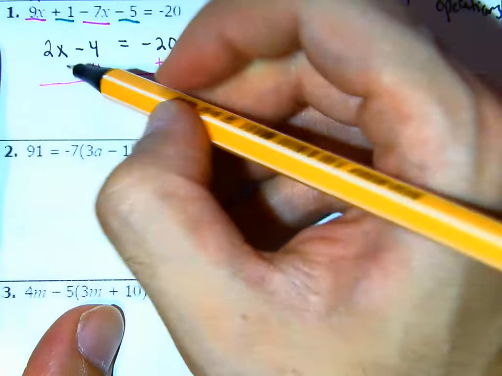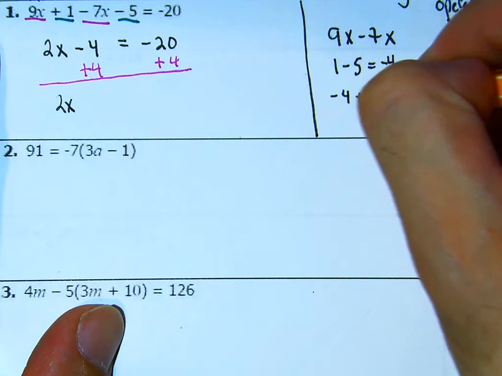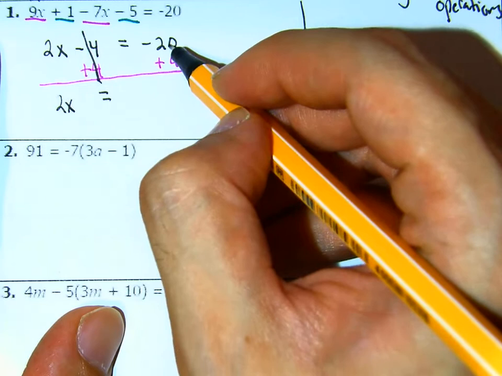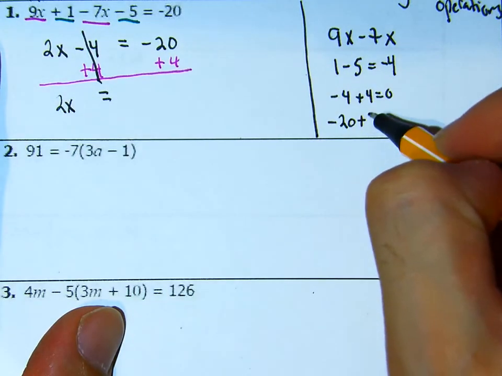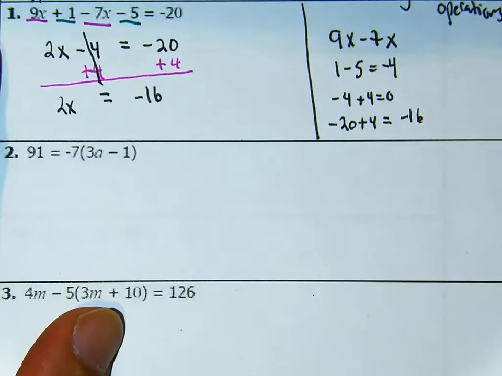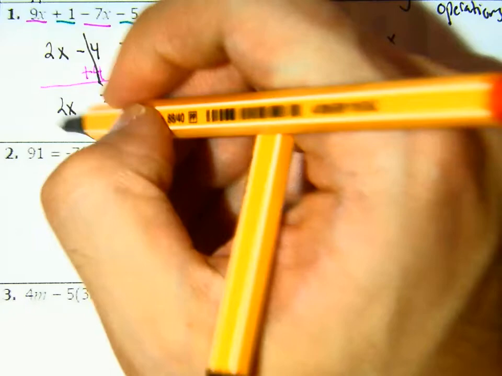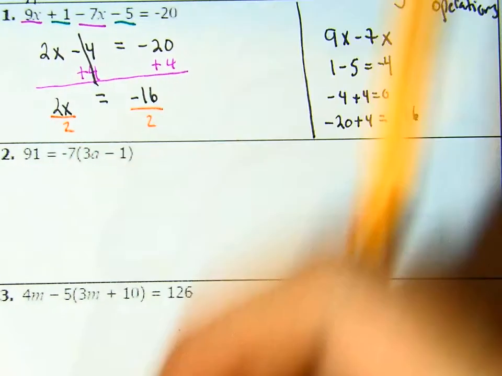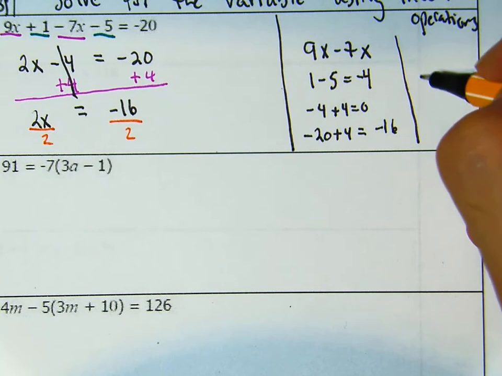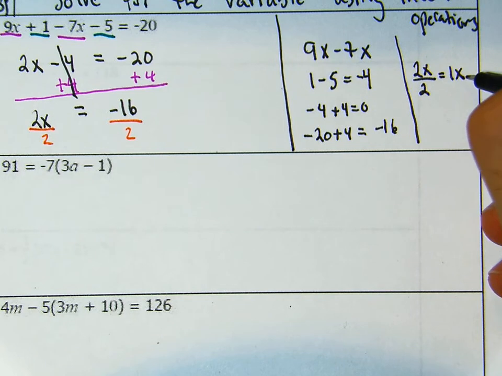Now I have 2x here. What is negative 4 plus 4? That is 0, so it cancels out. It equals negative 20 plus 4, which is negative 16. Now notice the 2 is multiplying the x, so how would I get the x by itself? I divide both sides by 2. What is 2x divided by 2? Well, this is just 1x, or just x.